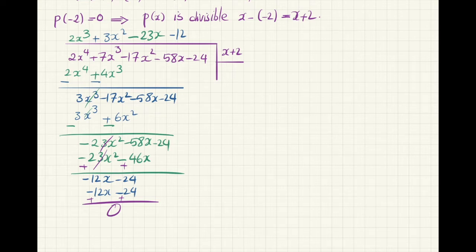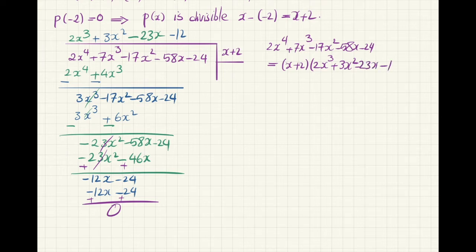But now what should I do? I can write this expression. I would write that the divisor multiplied by the quotient plus the remainder is supposed to be equal to this. So what I get is that 2x^4 + 7x^3 - 17x^2 - 58x - 24 is equal to (x + 2) multiplied by (2x^3 + 3x^2 - 23x - 12).